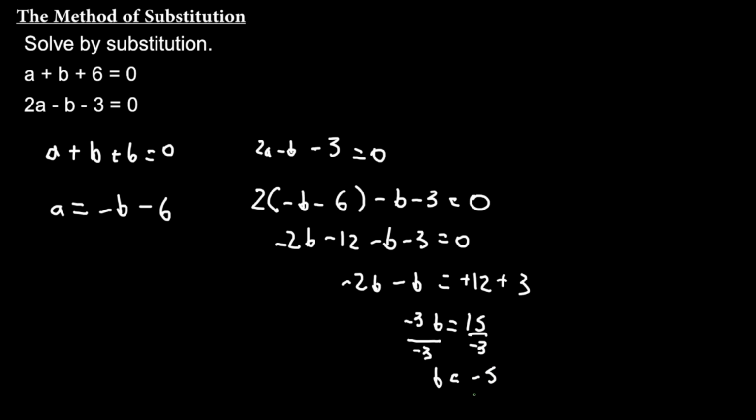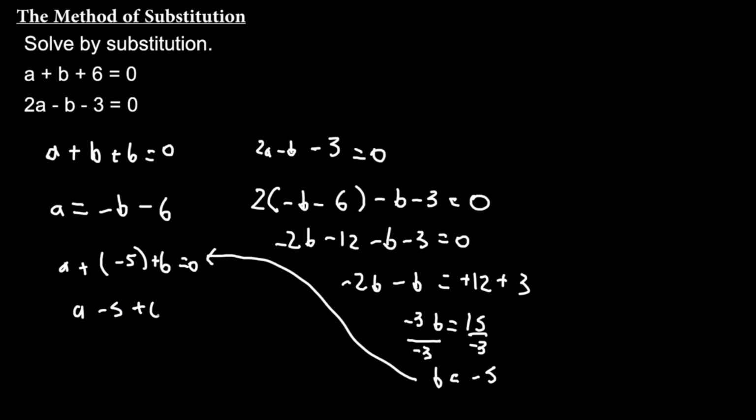Now, we need to substitute b equals negative 5 into one of our equations. So let's substitute this into our first equation. So now we have, I'll just draw an arrow here. We have a plus, so b is negative 5, plus 6 equals 0. So plus negative 5, plus 6 equals 0.